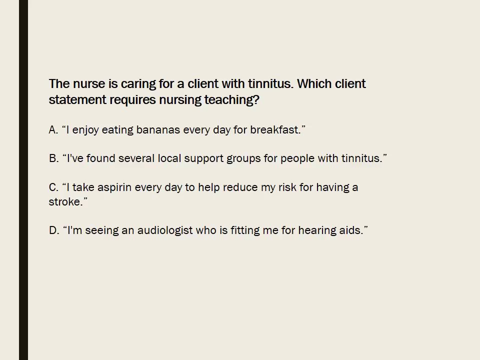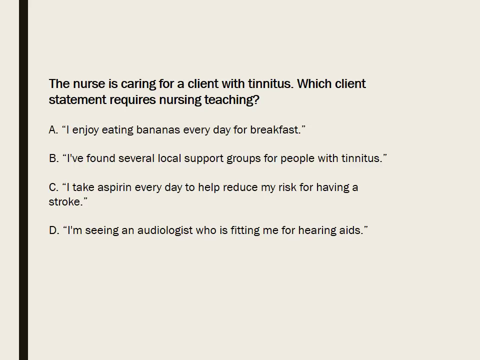All right, so the incorrect answer here is C: I take aspirin every day to help reduce my risk for having a stroke. Or I should say that statement is incorrect. Man, I think the ringing on the last slide has affected my ability to think. Anyhow, yes, C is the correct answer for this question because it's an incorrect statement by the client.